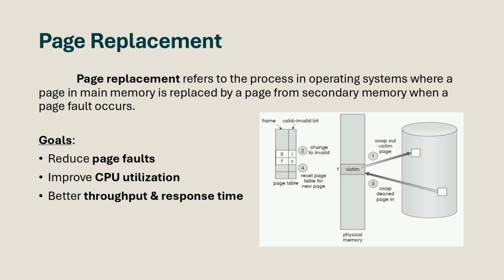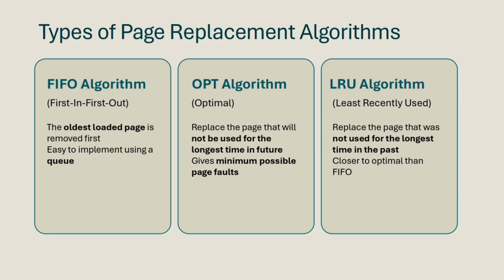Why we do this is to reduce page faults, to improve CPU utilization, and it also results in better throughput and response time. Now there are a few algorithms that we follow in page replacement. Let's take a look at some of those algorithms. These are the types of page replacement algorithms. I have listed out 3 algorithms.